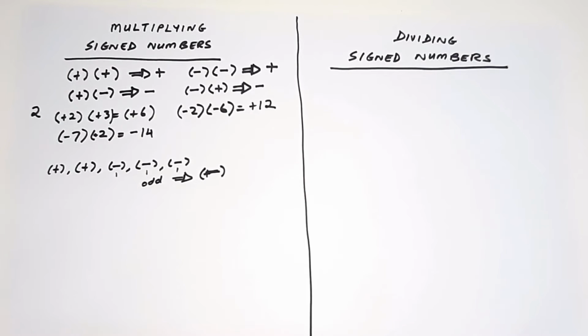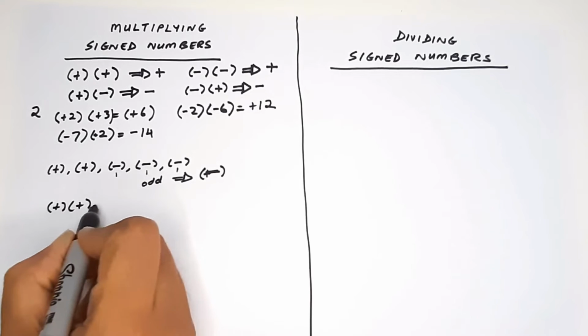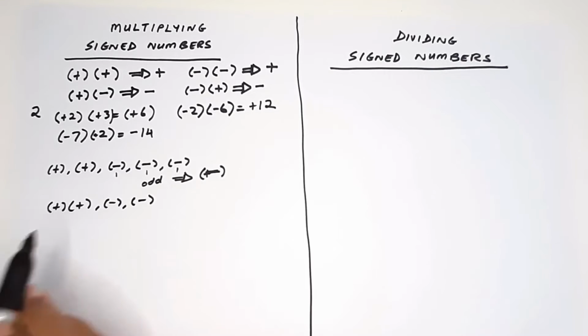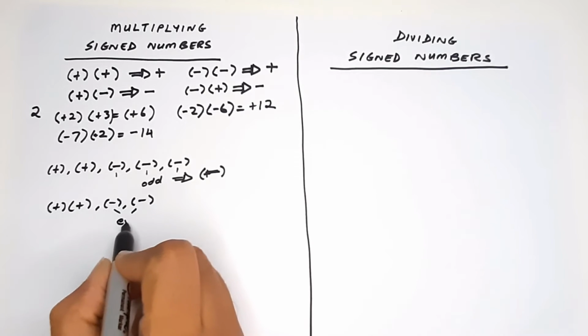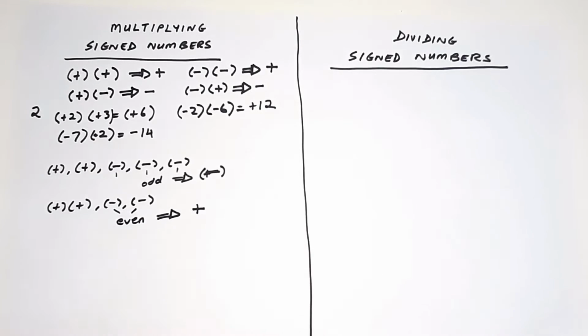Let me give you another one. We have another sequence of numbers. We have a positive number, a negative number, a negative number. Now this has two negative numbers, so the number of negatives is even. So your answer has to be positive. Let's see this in an example and you'll see what it means.